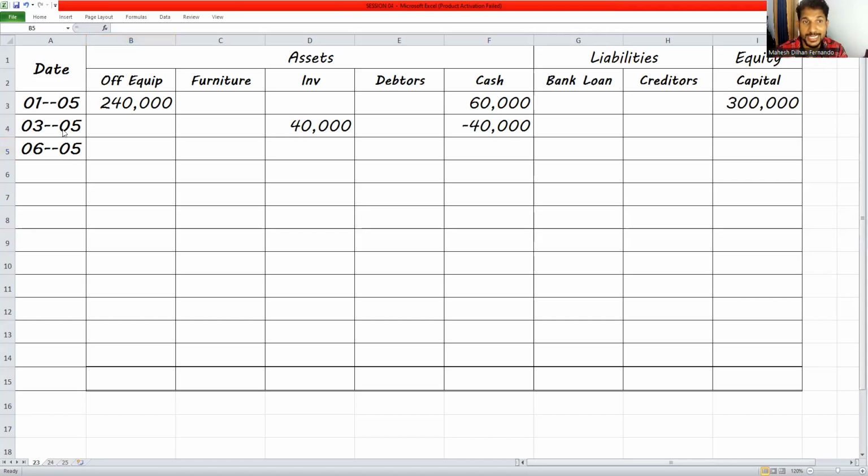The transaction on 6th May, obtain a bank loan valued 80,000. Cash plus 80. Right, what happens? Don't forget, you can't just put one entry and wait, because then the equation is not tallied. Plus 80,000 to the bank loan as well.